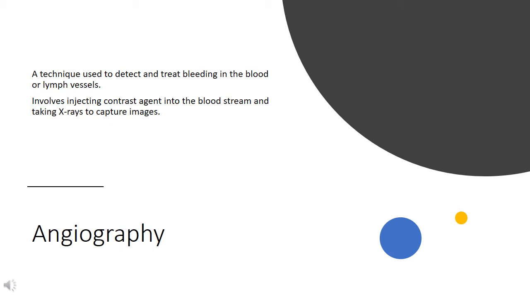Angiography is a technique used to detect and treat bleeding in the blood. It involves injecting a contrast agent into an artery before a series of X-rays are taken to check for abnormalities.